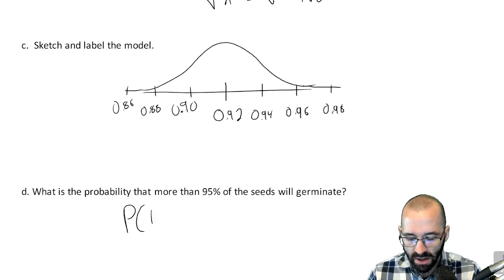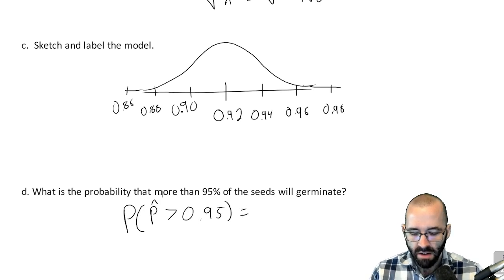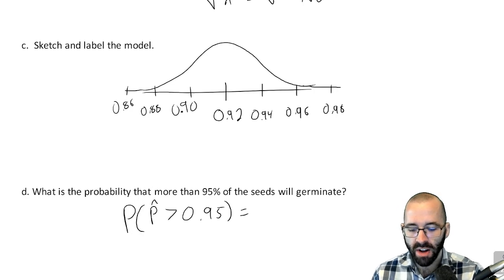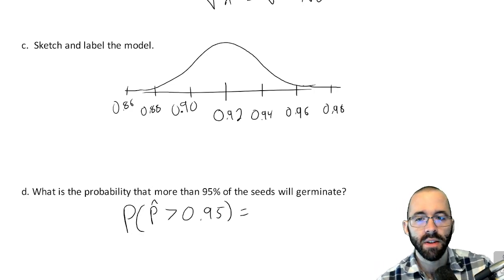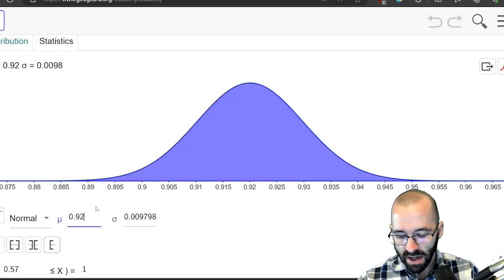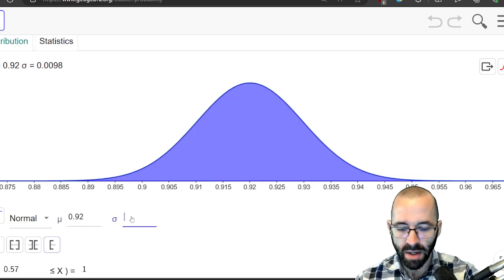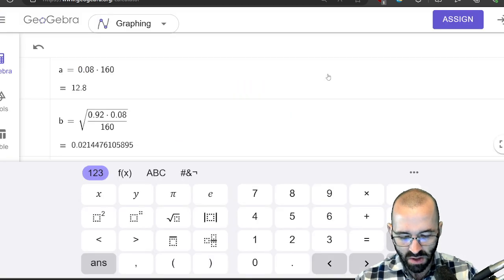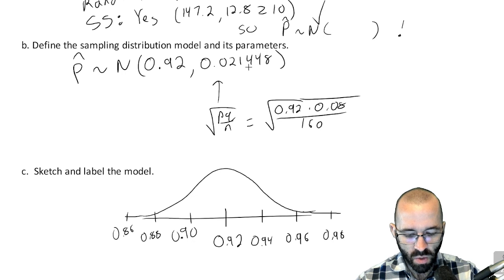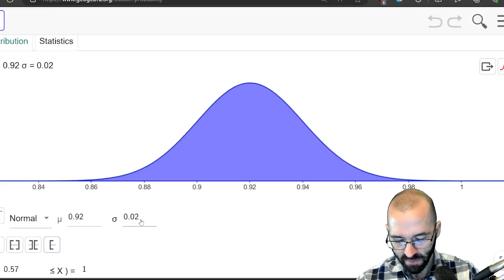So the probability that the proportion of seeds that germinate is more than 95%, this is a normal random variable. We find probabilities of normal random variables using GeoGebra. There are other ways of doing it, but that's how we do it. 92% is our expectation, 0.021448.